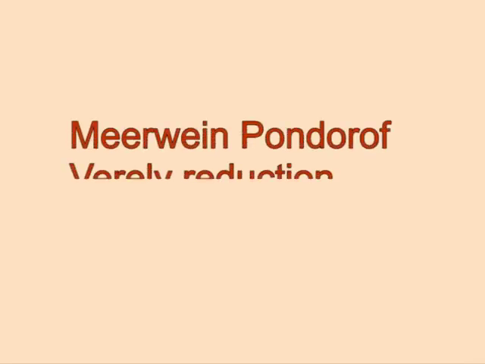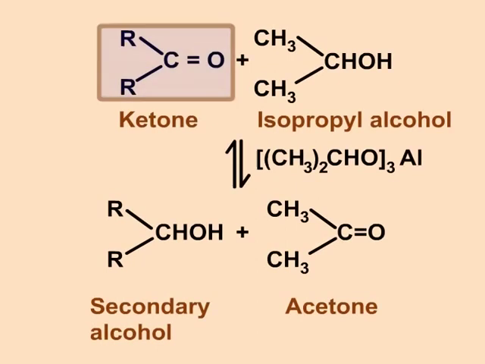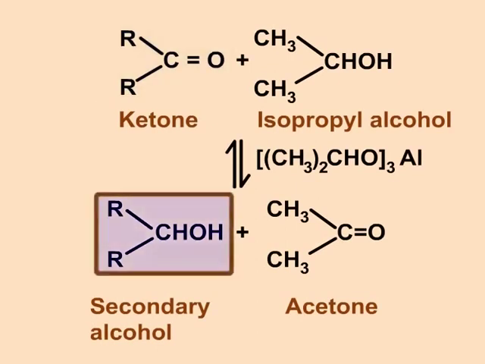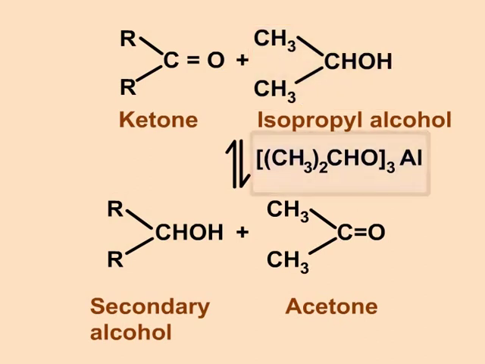Children, let us now learn about Meerwein-Ponndorf-Verley reduction, that is MPV reduction. Ketones are reduced to secondary alcohols with isopropyl alcohol in the presence of aluminium isopropoxide as shown on the screen.